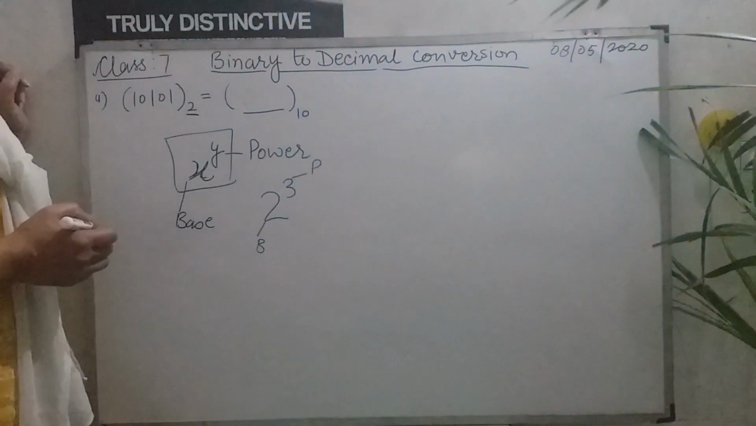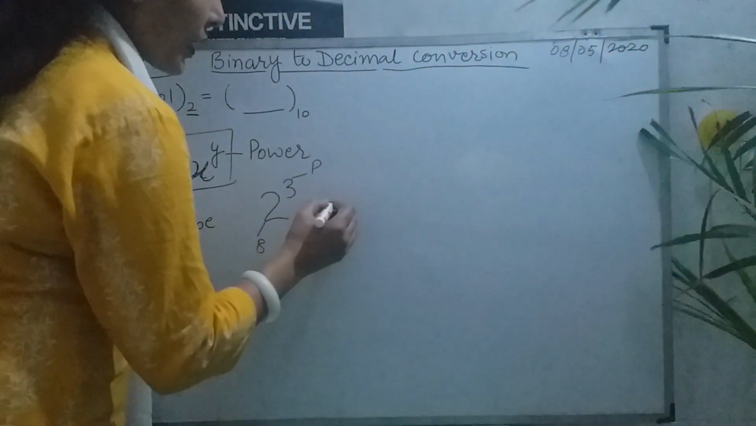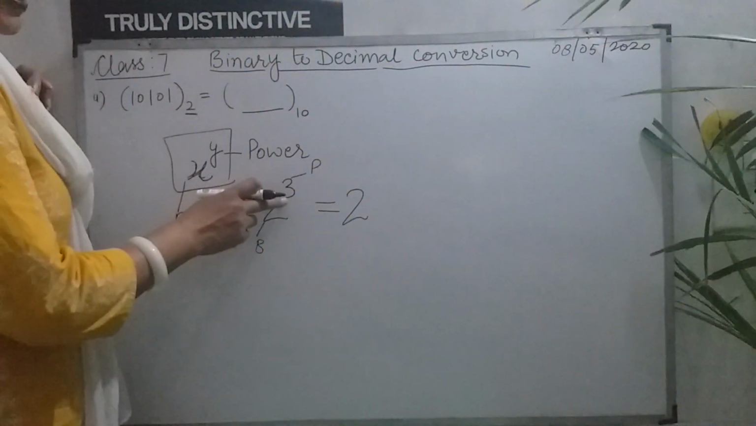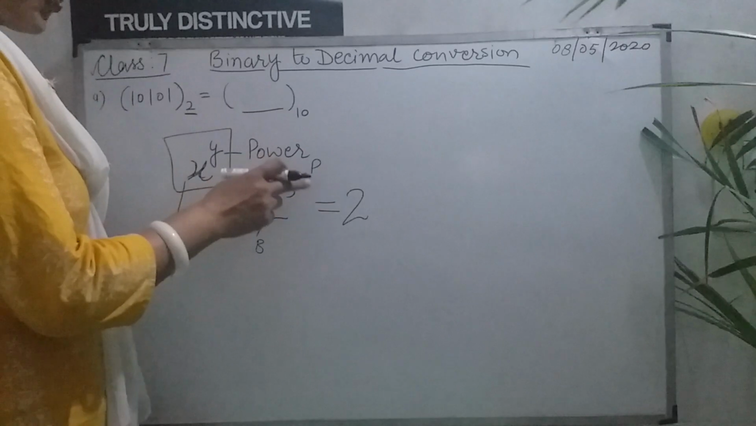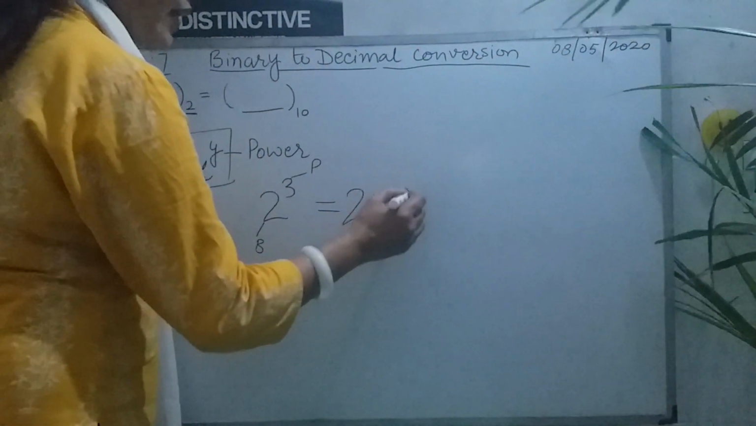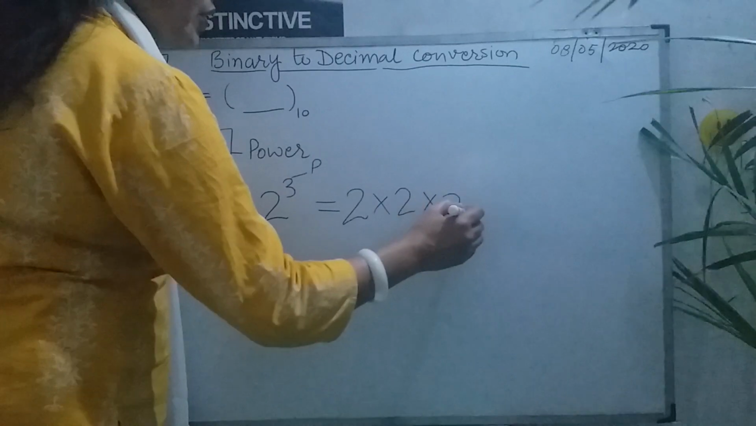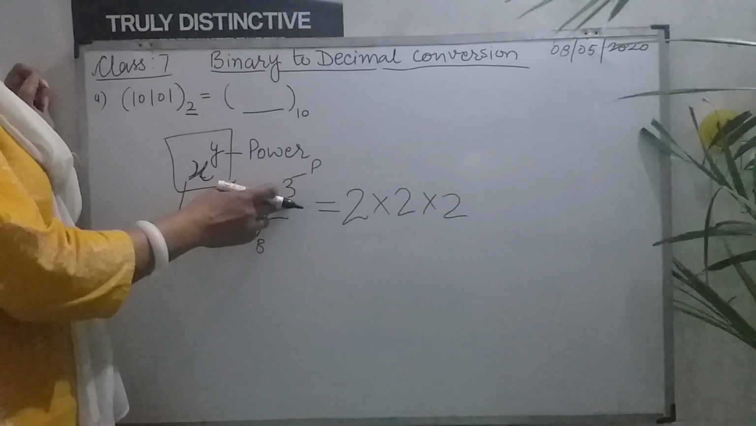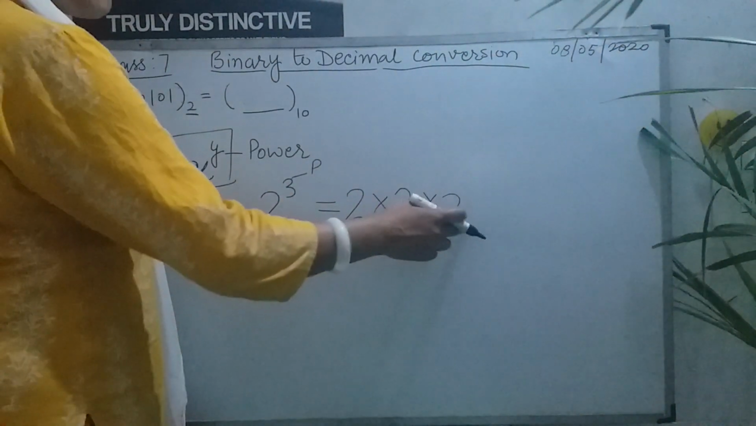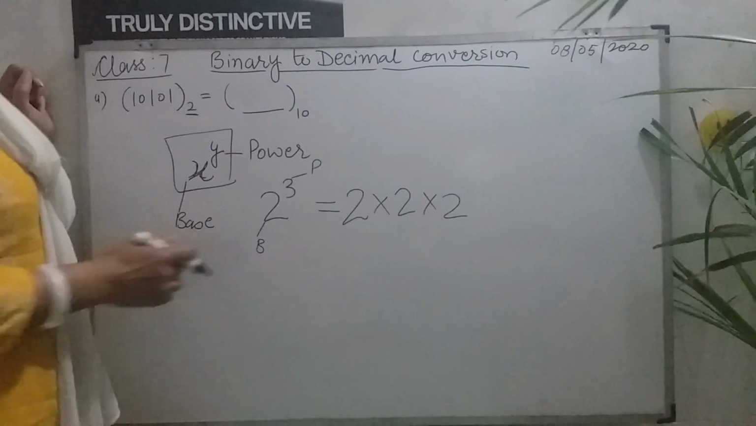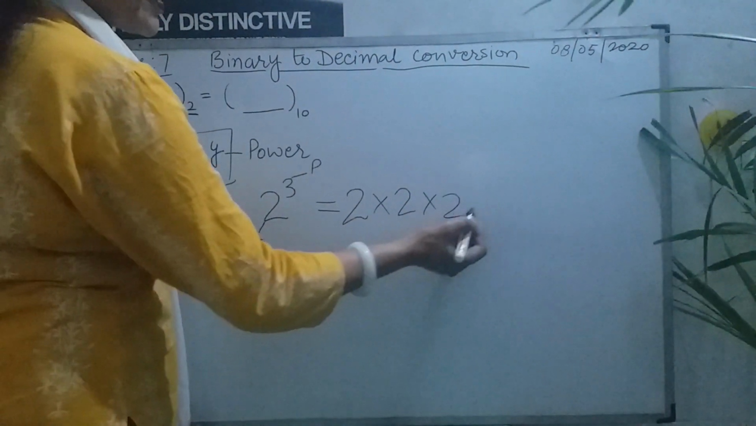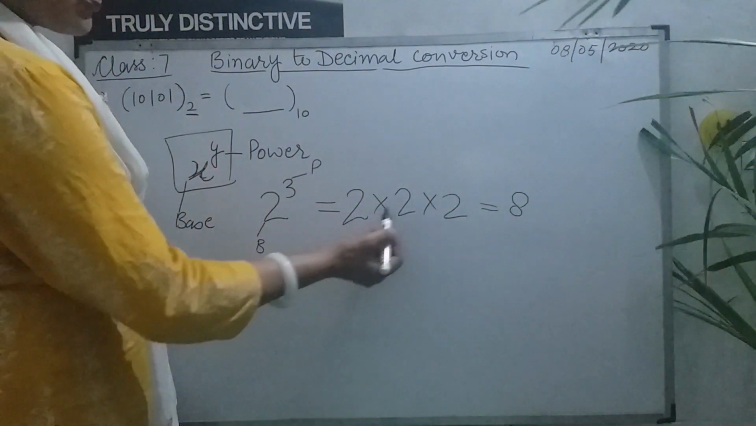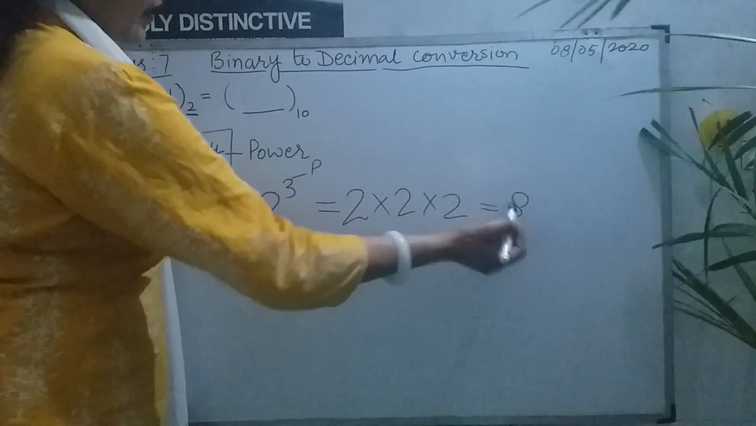How will you solve this? To solve it, write 2 multiplied by itself thrice, because the power is 3, meaning 2 into 2 into 2. How many times do you have to multiply it by itself? According to the power. Power is 3, that is why 2 is multiplied by itself 3 times. So 2 2s are 4, 4 2s are 8. So the resultant value is 8.